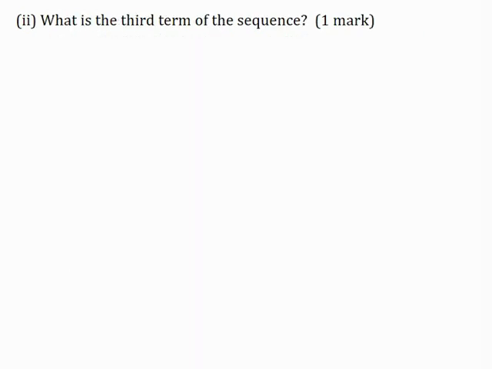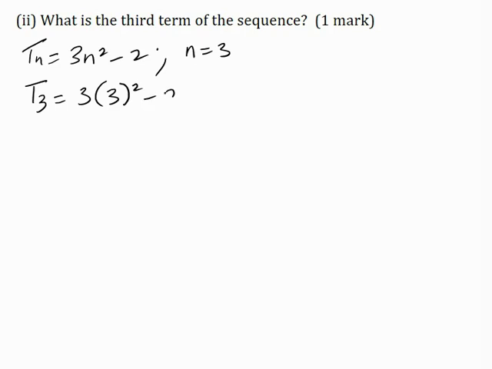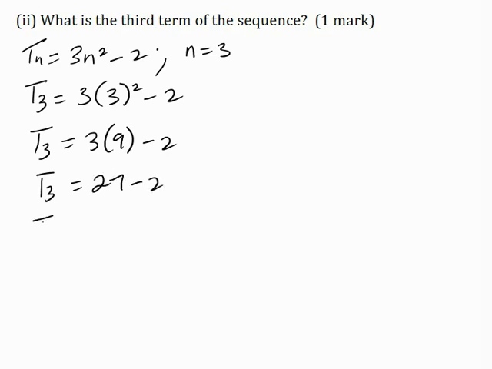Part 2. What is the third term of the sequence, 1 mark? Now, they gave us the formula Tn is equal to 3n squared minus 2. And the third term in the sequence occurs at n is equal to 3. So I'm going to substitute into this equation n is equal to 3. So this will be T3 is equal to 3 multiplied by 3 squared minus 2. T3 is equal to 3 times 3 squared, which is 9, minus 2. T3 is equal to 3 multiplied by 9, which is 27, minus 2. T3 is equal to 25.